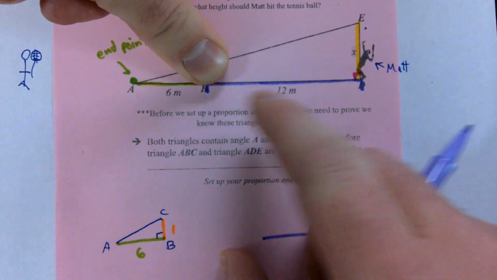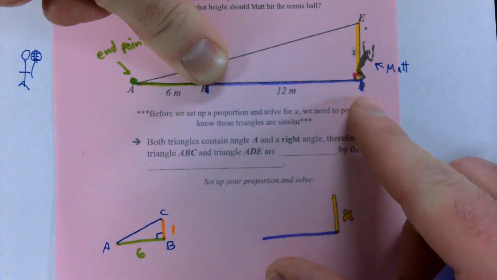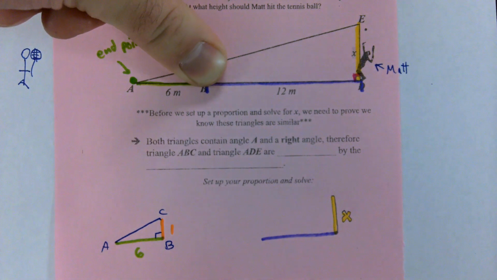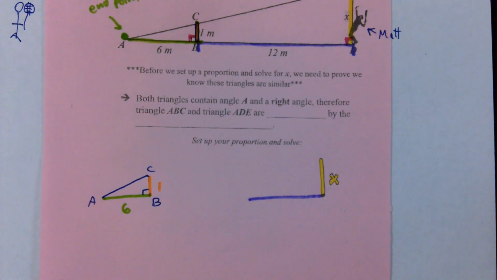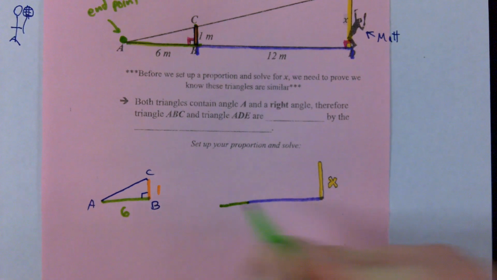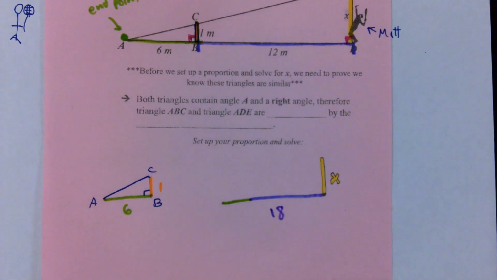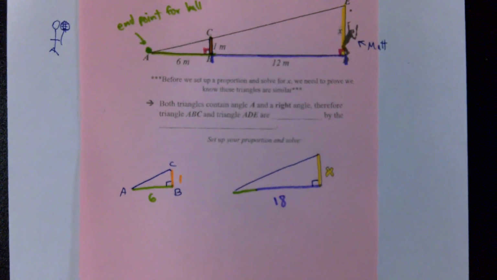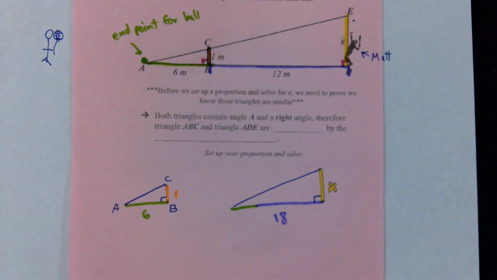12 represents the distance from the net to Matt. But we want the end point of this ball to be 6 meters away from that. You guys see what I mean? So the real base is not 12, it's 18. 12 plus 6, giving us 18. There's our hypotenuse and our right angle. Everybody take a look at that and make sure they understand exactly how we got this. Exactly. That's what we're going to have to do next.